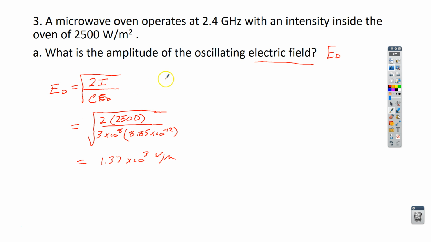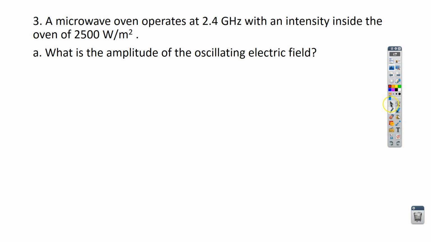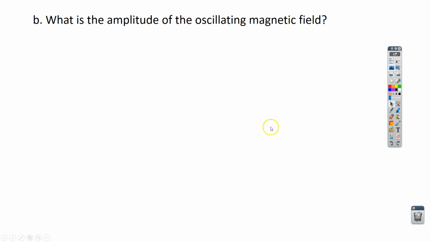So that's our equation. Remember, it comes from the intensity. The intensity here is equal to c times epsilon naught times E squared, all divided by 2. So we've just rearranged that equation. Let's go ahead and look at the next part. So now they want to know what is the amplitude of the oscillating magnetic field.